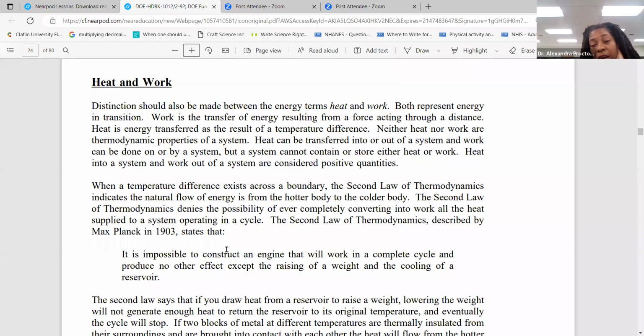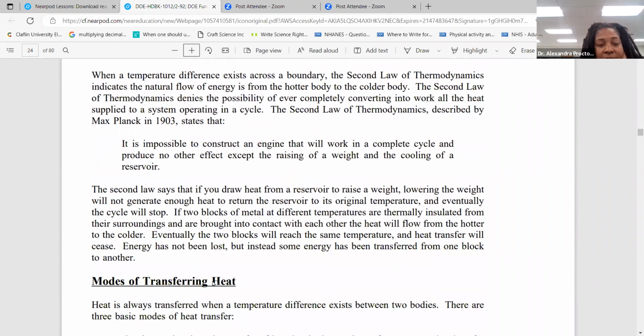The second law of thermodynamics, described by Planck in 1903, states that it is impossible to construct an engine that will work in a complete cycle and produce no other effect except the raising of a weight and the cooling of a reservoir. So the second law says that if you draw heat from a reservoir to raise the weight, lowering the weight will not generate enough heat to return the reservoir to its original temperature, and eventually the cycle will stop.